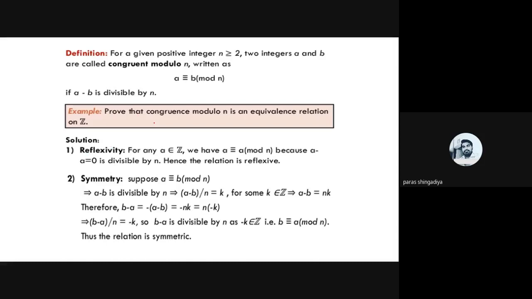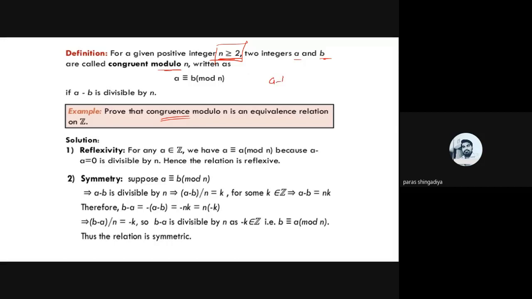And then another example is there. It involves congruence modulo. So what is the meaning of congruence modulo? For a given positive integer n greater than or equal to 2, two integers a and b are called congruent modulo n, and that is written as a ≡ b (mod n). Clear? And what does it mean?